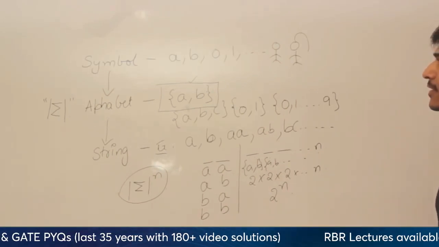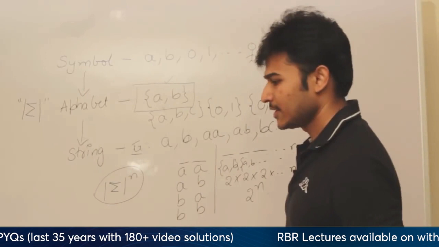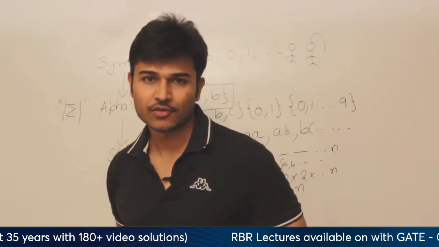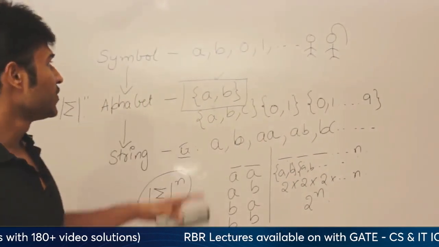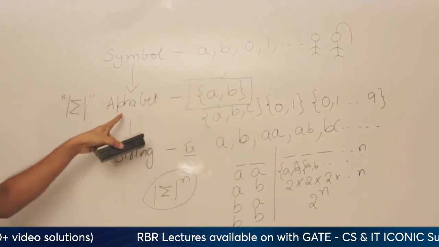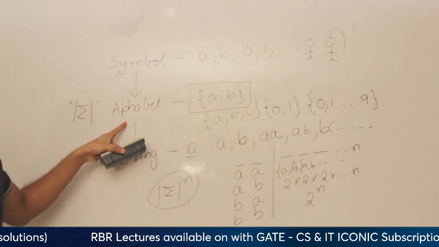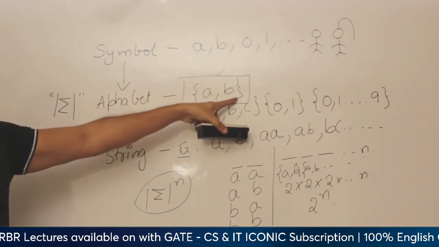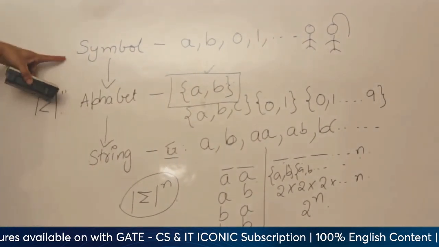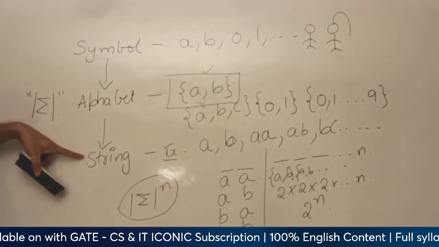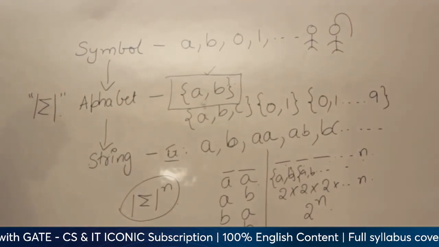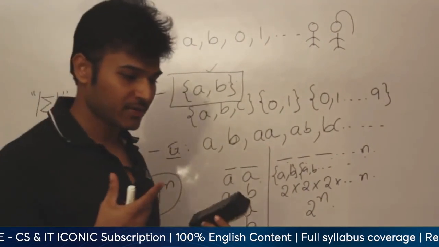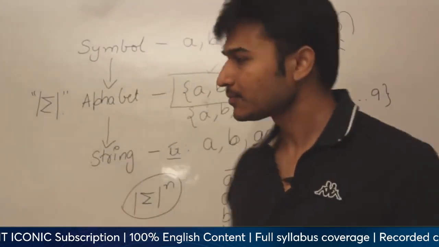So just revise what we have seen till now. First thing is symbol. What is a symbol? Symbol is the smallest building block in TOC, and if you take a few symbols, we can form an alphabet. Once we have defined an alphabet, we are going to form strings using only the symbols in that alphabet. So symbol, alphabet and string. Now, using this, I am going to define a few more things.